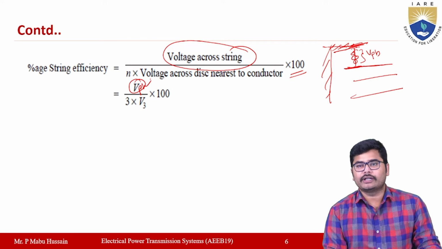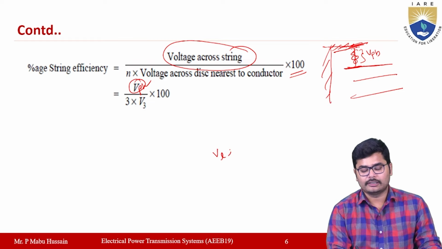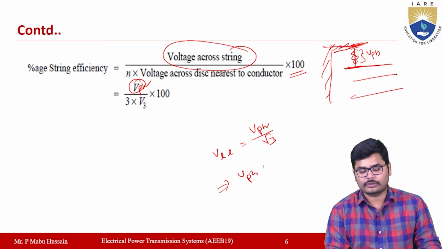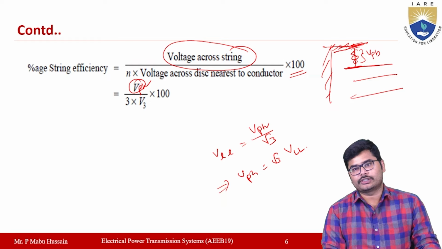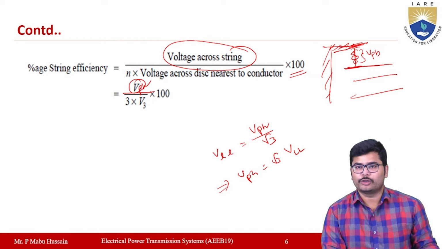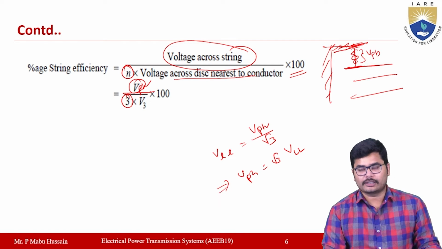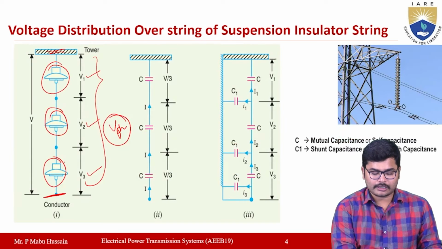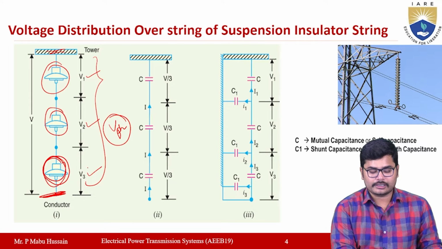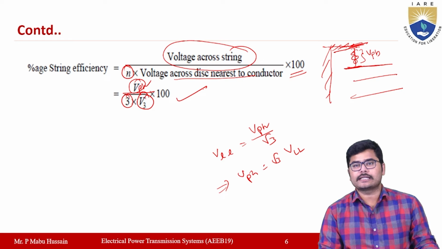Even if a 3-phase transmission line system is given with a line to line voltage, you have to convert it into phase voltage: V phase equals V line to line divided by √3. In our example, we have considered the total number of discs to be 3, so N here is 3. The voltage across the disc nearer to the conductor, as you see in the picture, is V3. Multiplied by 100, you get the percentage of string efficiency.